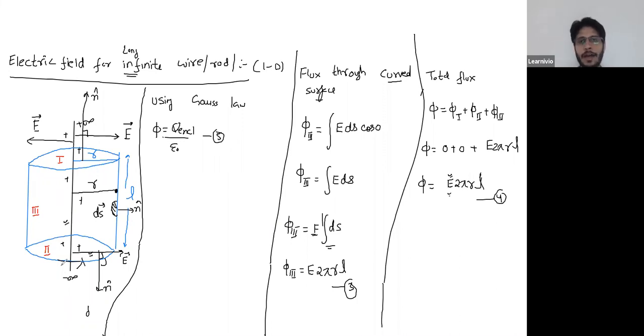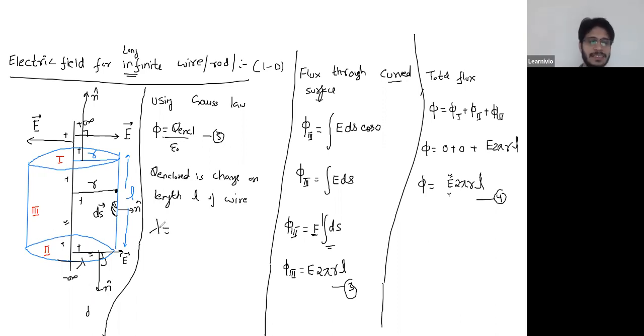What's the total length of the wire? Infinity. Yes, the total length is infinite. What portion of the wire is enclosed by the cylinder? What length of the wire is enclosed by the cylinder? L. So Q enclosed is the charge on length L of the wire, because charge is distributed over the wire, not on the cylinder.